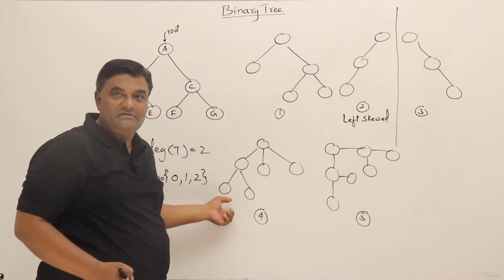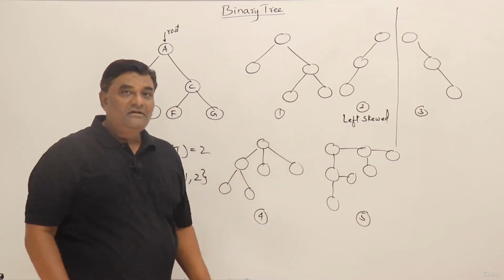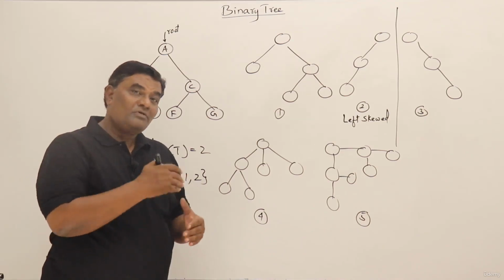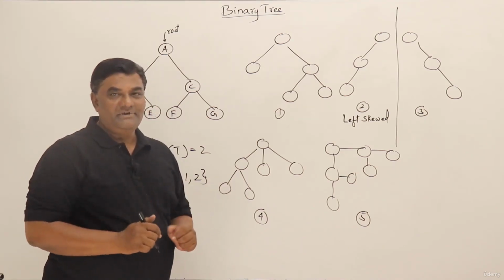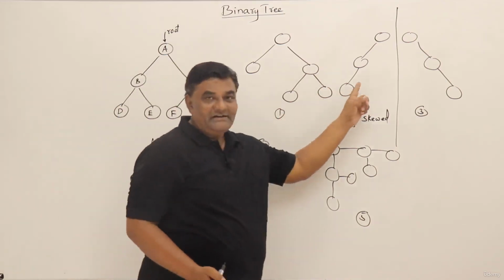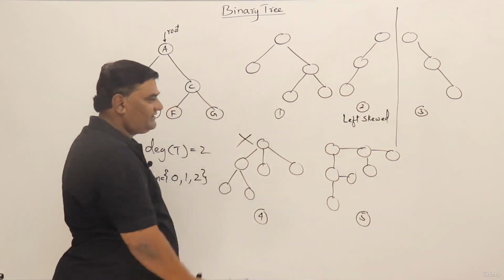What about this one? How many children? 3. No, this is not a binary tree. So when do you say it's not a binary tree? If any node is having more than 2 children, then you say it's not a binary tree. Less than 2 children is not a problem. So this is a binary tree, this is a binary tree. This is not a binary tree. This one is not a binary tree.